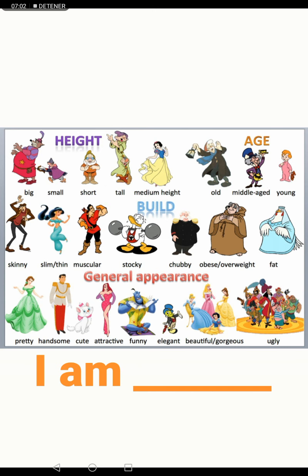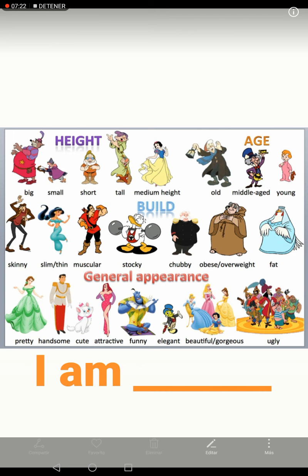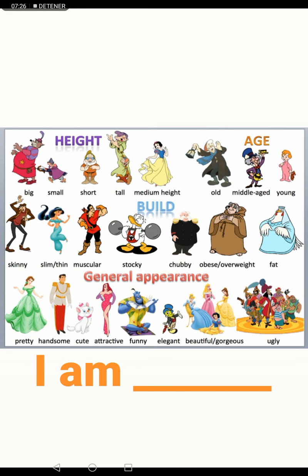We have height, the first one, which means in Spanish, altura. Age, this is like we're talking about edad. Build, this is the body form. And finally, general appearance. This is a general aspect of your full body. So with height, we start with big and small. Pequeño, grande, o grande y pequeño.